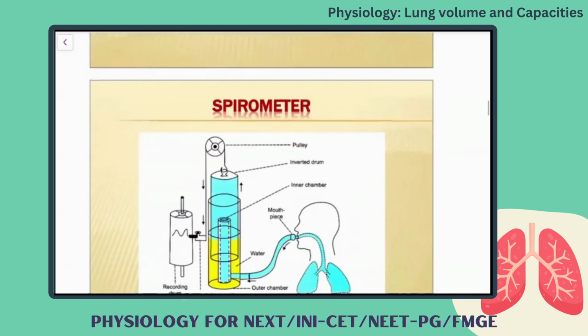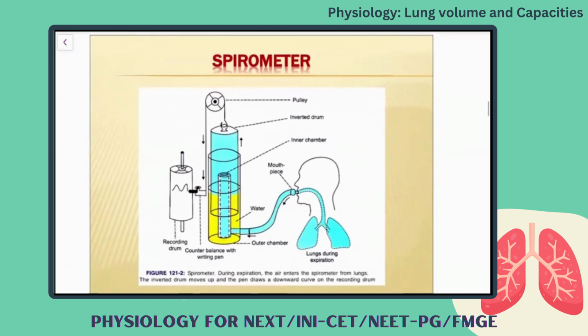So this is the spirometer which is used to measure the lung volumes and capacities. Okay. So this is the arrangement of the spirometer. No need to know in detail how the spirometry is working. Just consider this part.